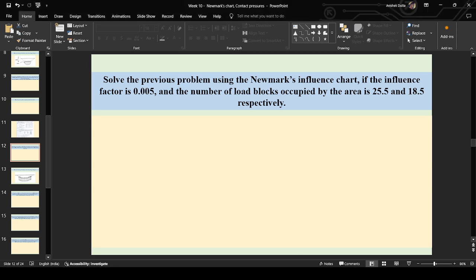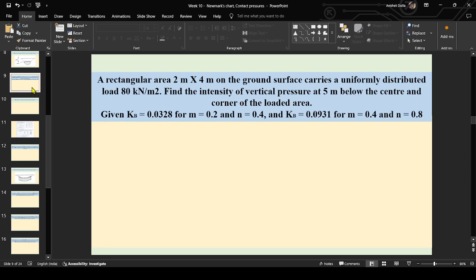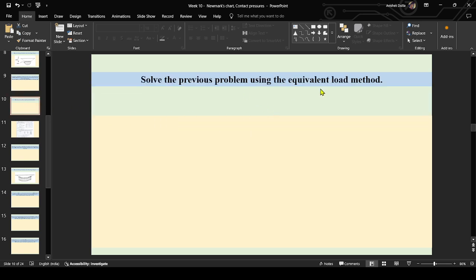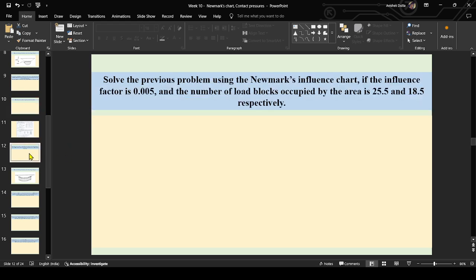The same question has been repeated thrice. The first part you have to solve using the normal Boussinesq's equation using m and n. Then the next one using the equivalent load method, same problem. And in the third part, you solve the same problem using the Newmark's influence chart. Then the number of load blocks occupied by the area for the stress at the center case and the stress at the corner case have been given as 25.5 and 18.5 respectively.